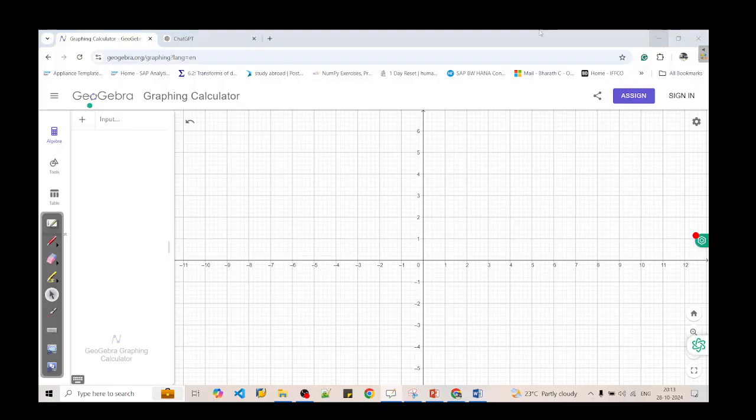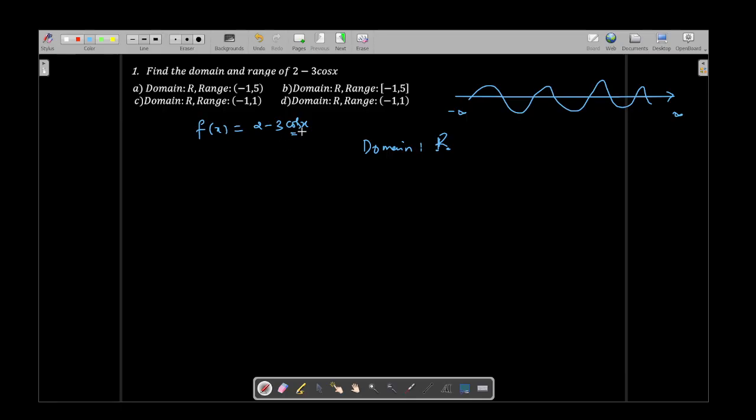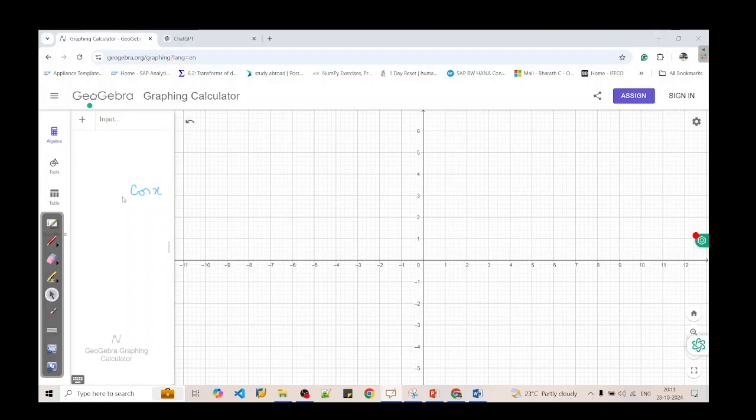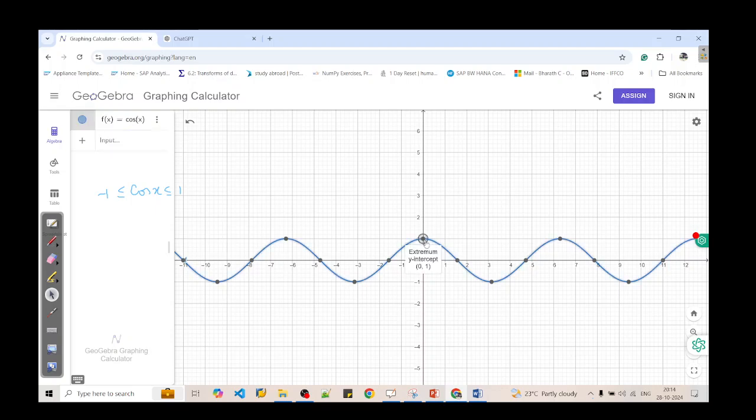It is very easy to understand here. To find the range of this function, which is 2 minus 3 cos x, let us start with cos x. The range of cos x is minus 1 to 1. If I take cos x here, you can see the range is minus 1 to plus 1.